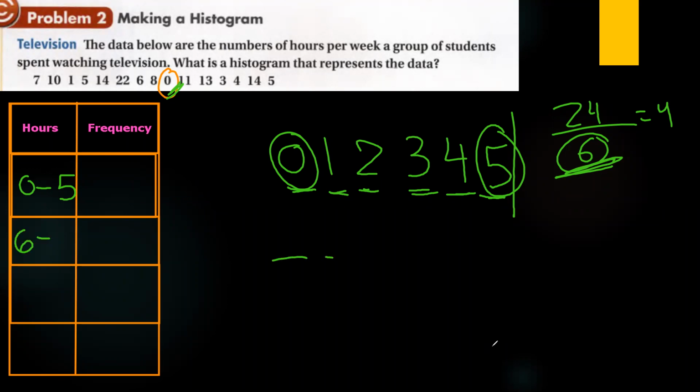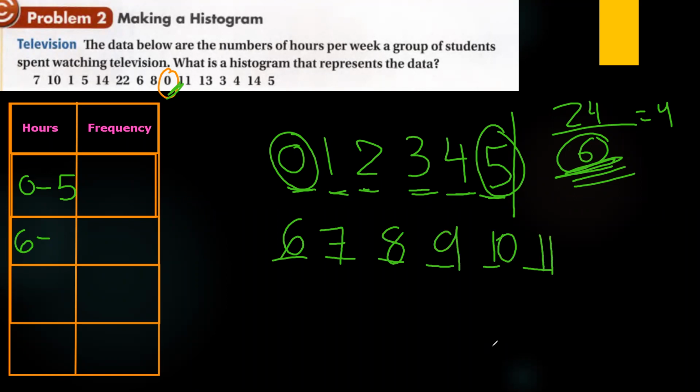Then you have to put 6. The length of interval is 6. But now you have to start from 6. From here: 6, 7, 8, 9, 10, and 11. So from 6 to 11. Now what's the number after 11?